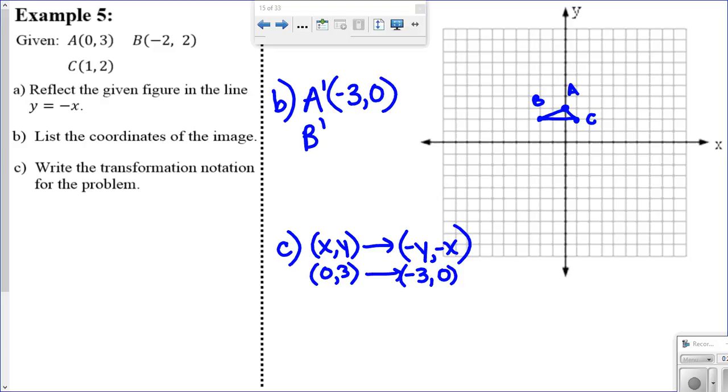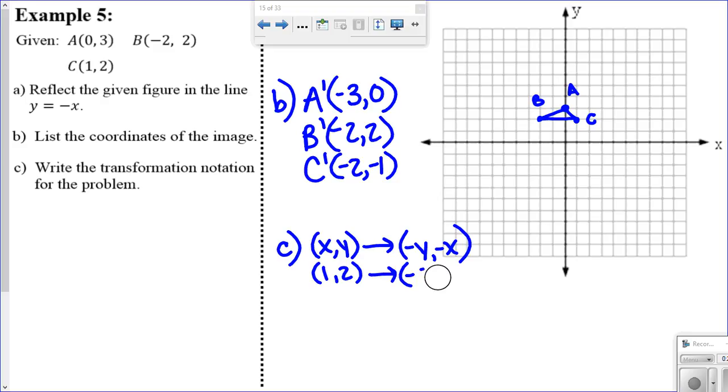Okay, B prime. The original B was (-2, 2). So we switch and negate. This y value, which was positive 2, now becomes negative 2. And this negative 2 changes to its opposite, which is going to be the same, because B is actually on that line. So (-2, 2). And then C, if we plug this in, C is at (1, 2). We're supposed to switch and negate, so that'd be (-2, -1). So C prime is at (-2, -1).